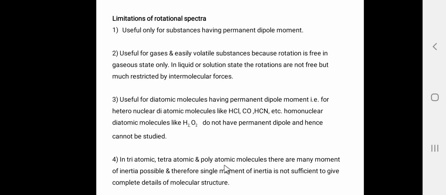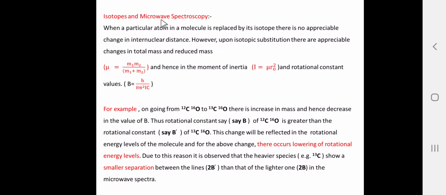Then next point is isotopes and microwave spectroscopy. So, here how microwave spectroscopy is very useful to determine the mass of the isotope, that part we are going to consider in this point.